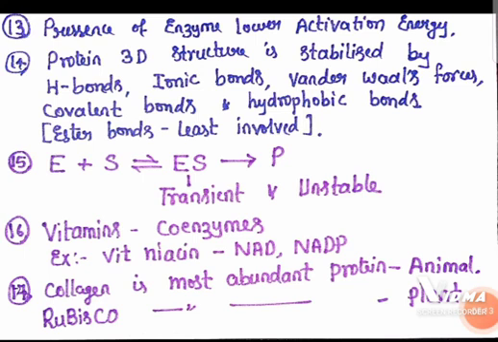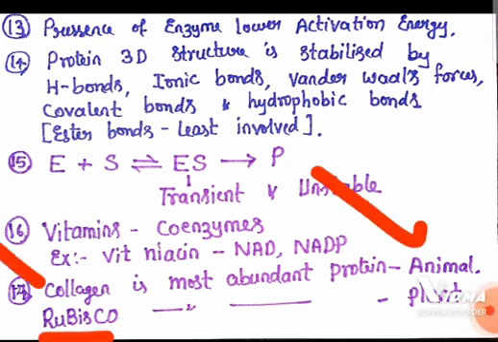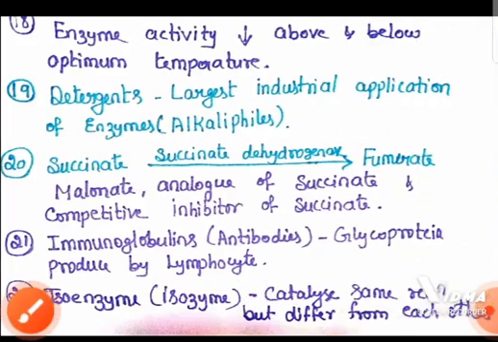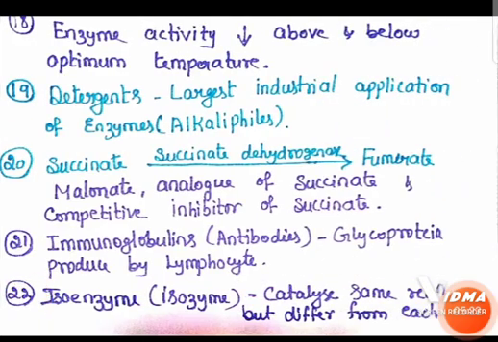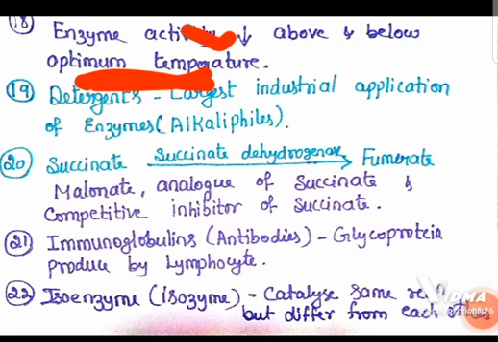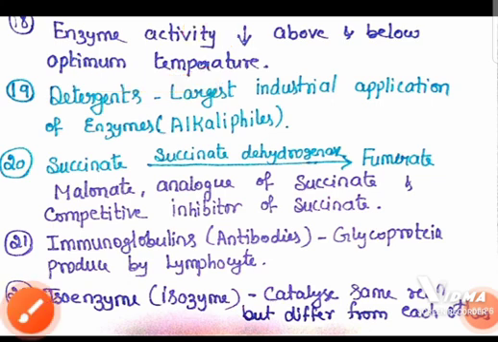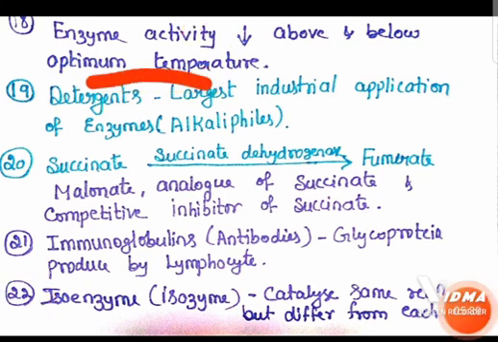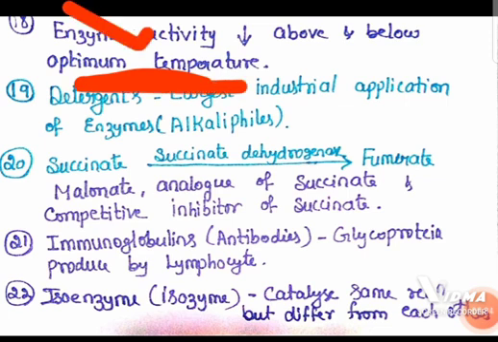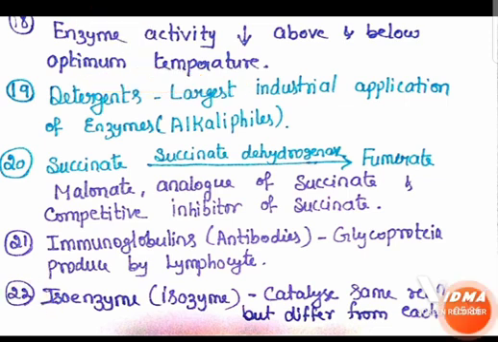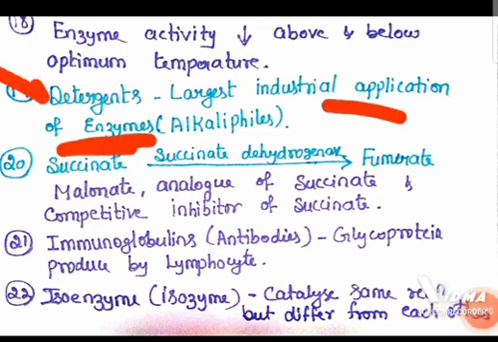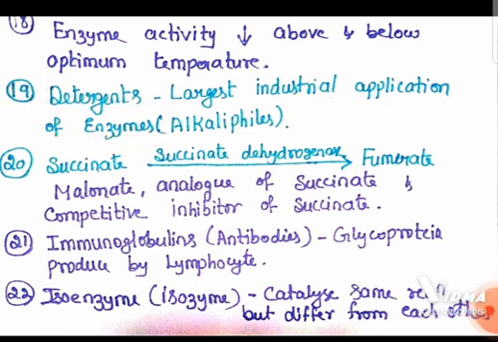And remember, collagen is the most abundant protein in the animal kingdom, and rubisco is the most abundant protein in the plant kingdom. Very important. Enzyme activity decreases above and below the optimum temperature. At optimum temperature, enzyme activity will be maximum, but above or below this optimum temperature, enzyme activity is going to reduce. Remember. And detergent is the largest industrial application of enzymes. Detergent manufacturing uses most of the enzyme.